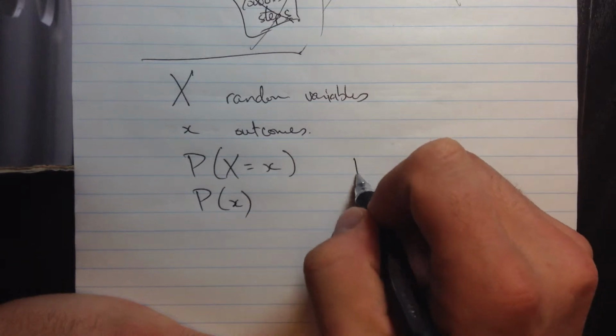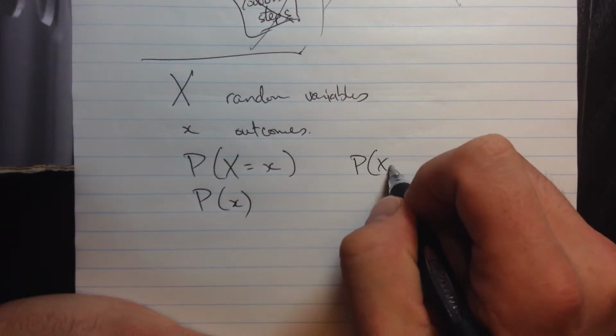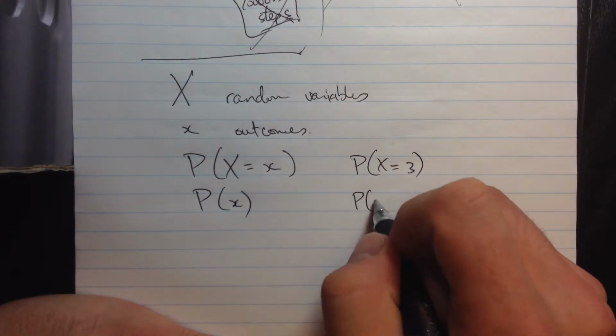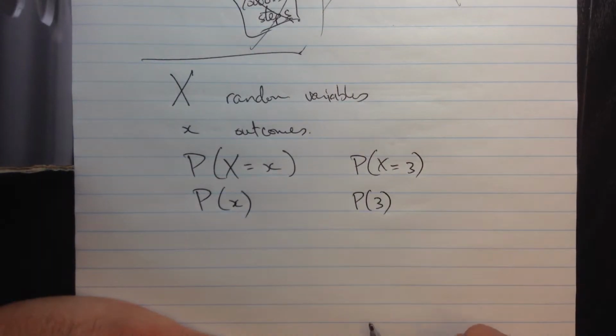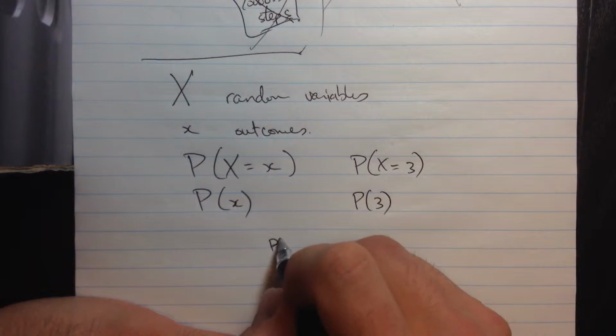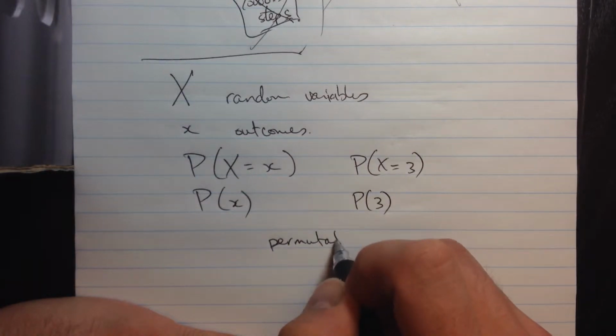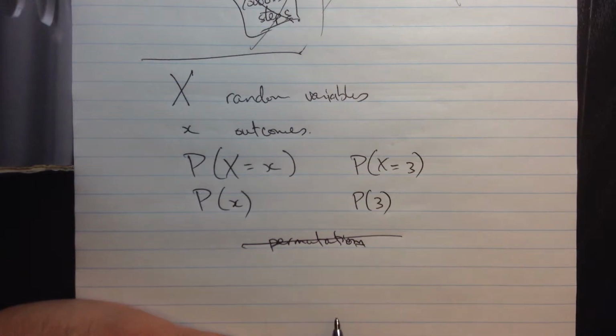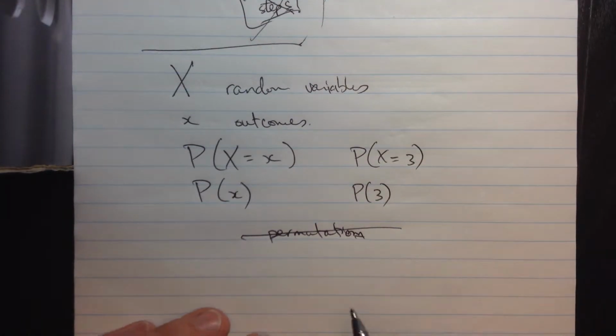So, for example, if we're talking about the dice, that might be the probability that X is 3, the probability you roll a 3, or often we'll just write the probability of 3. And again, don't confuse this with the permutation notation that we used before. Not the same thing, okay? And we'll do our best not to mix those things anymore.